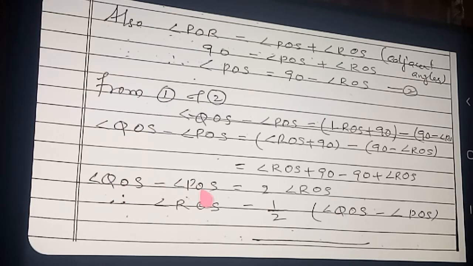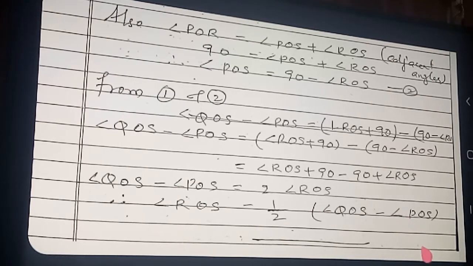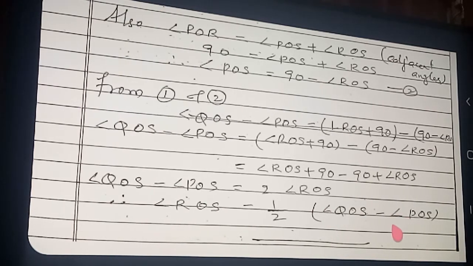2 angle ROS is QOS minus POS. Now what is the question? Prove that angle ROS is equal to. So ROS only you keep there. 2 bring this side. Here 2 is multiplied, so here what will happen? Divide. So directly the teacher has written here: therefore angle ROS is equal to half of angle QOS minus POS. Very easy to prove, no? Did you get the technique in the question?